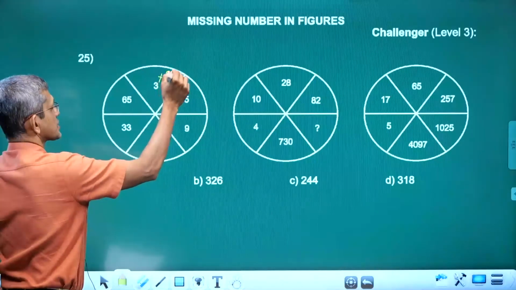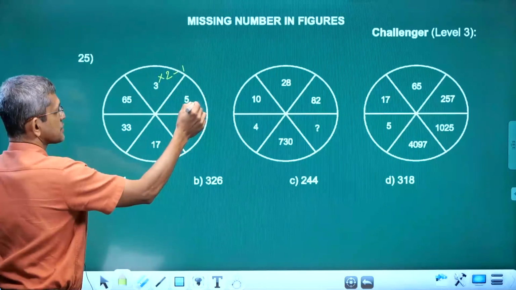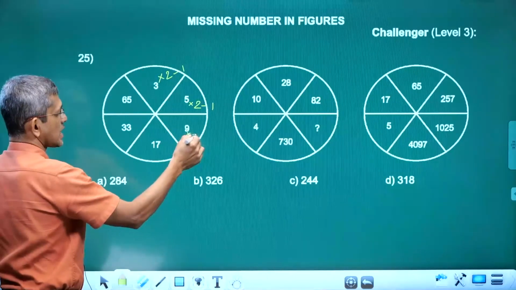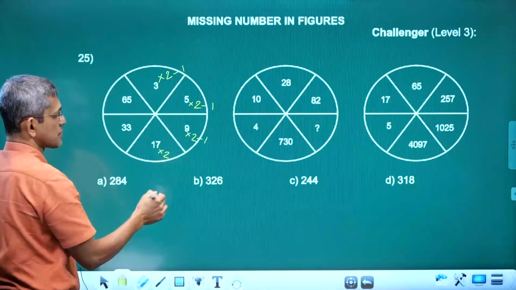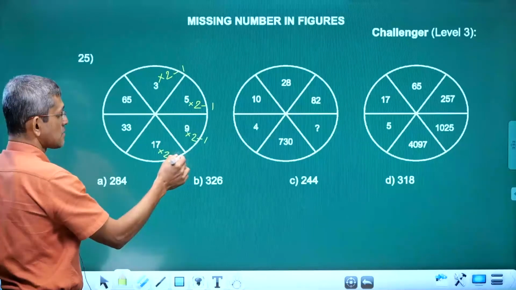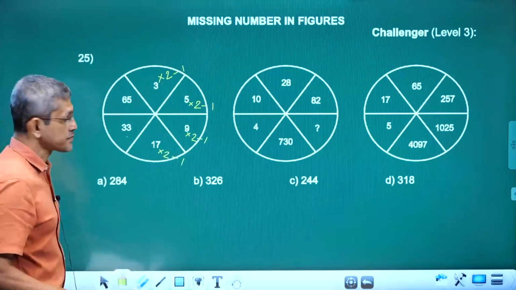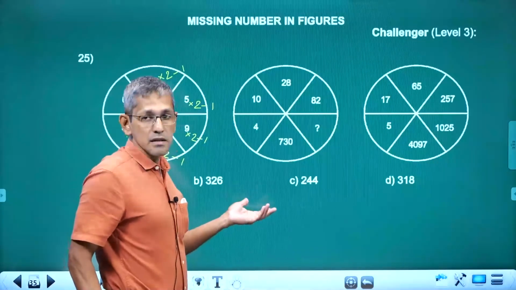3 into 2, 6 minus 1 is 5. Now 5 into 2, 10 minus 1 is 9. So 9 into 2 is 18, 18 minus 1 is 17. So 17 into 2, 34, 34 minus 1 is 33. Okay, so that's the pattern for the first circle: into 2 minus 1. Is that the same pattern for the second circle?